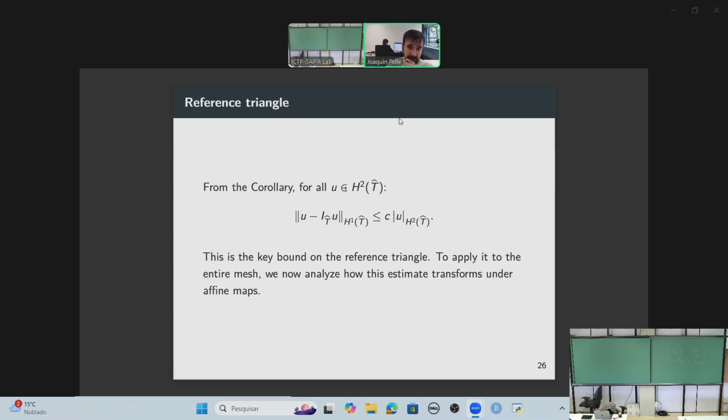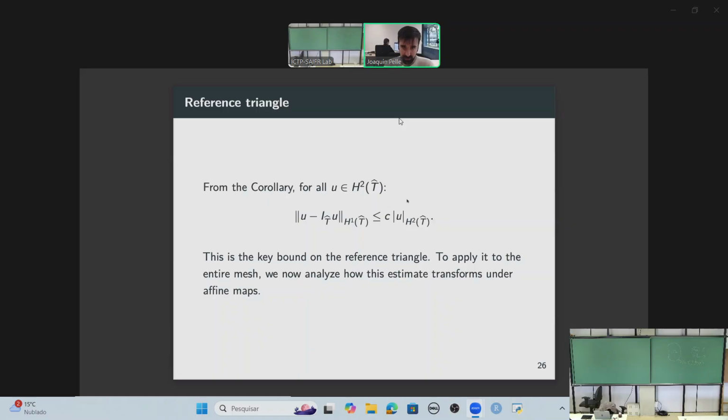And what the corollary says in this case is that the error that we make by approximating the function u with its linear interpolation can be bounded in this case by the H2 semi-norm of the function on the reference triangle. And this is essentially the key bound on the reference triangle.